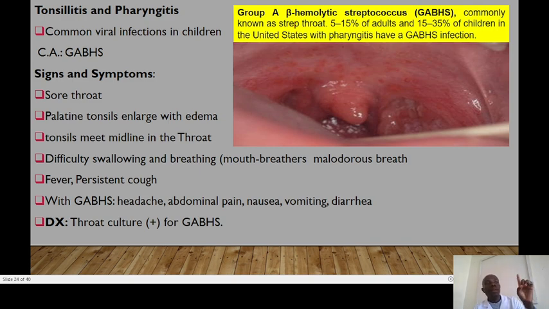Guys, a link will be popping up for this condition, which we have already reviewed, including the precaution measures that you are supposed to uphold when you are dealing with patients with tonsillitis and pharyngitis. All in all, we are saying that this condition is common as a viral infection, and it is caused by group A hemolytic streptococcus, abbreviated as GABHS. Group A beta hemolytic streptococcus.